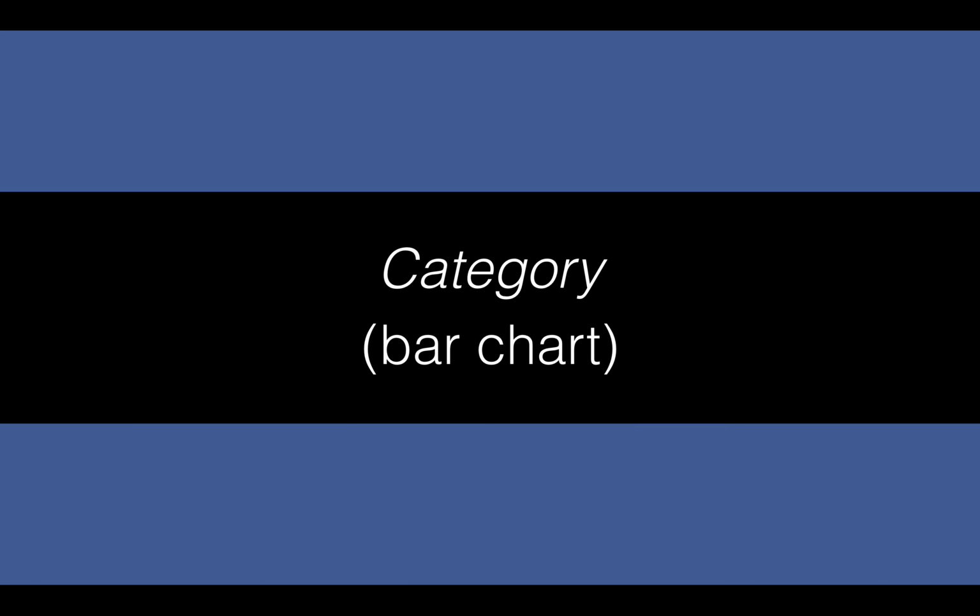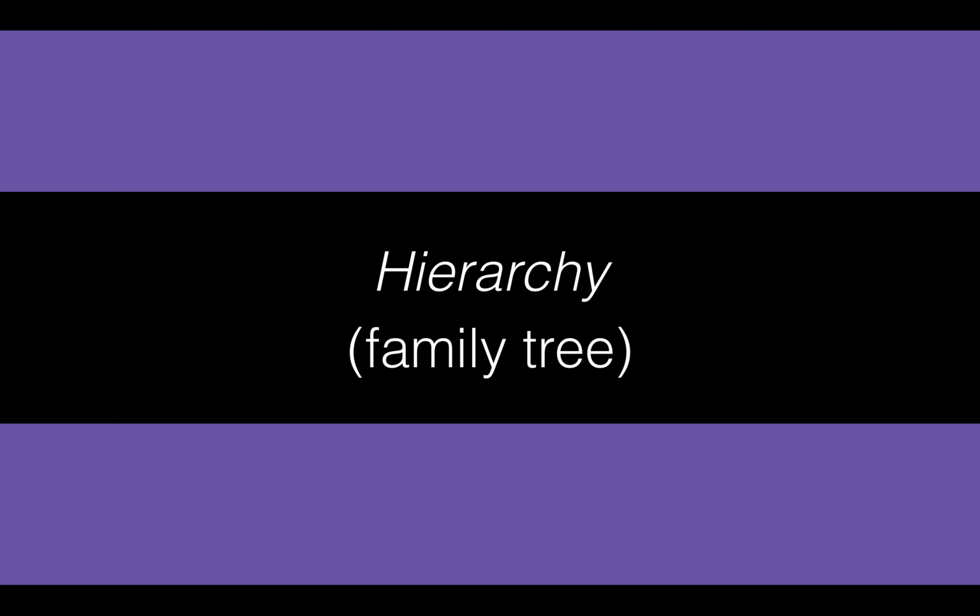Another way is categorically. Think of a bar chart with each bar representing a different category. Finally, think of a hierarchy, like a family tree where information cascades down. Like in that, it's like the older family members by generation downwards.